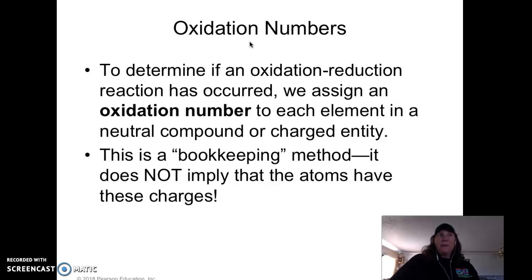So sometimes you got to figure them out when you have a polyatomic ion. Okay, and it says it's a bookkeeping method. It doesn't really imply that atoms have these charges, but it's to show you how to get to these charges. Okay, so oxidation numbers are, when you have a compound, they have to add up to 0. So you can use those numbers, the ones you know, to figure out ones you don't know.